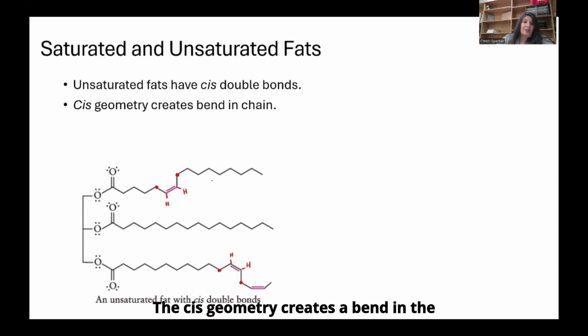The cis geometry creates a bend in the chain. You can see that it goes in a zigzag conformation and then it goes to a bend and then it continues on.